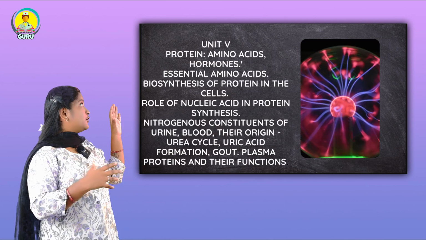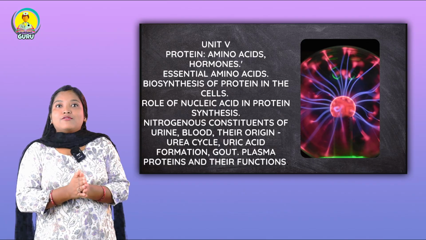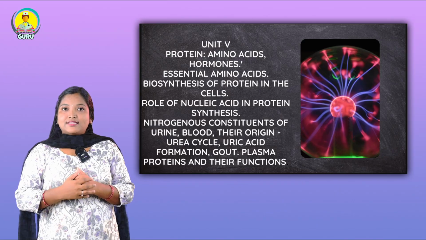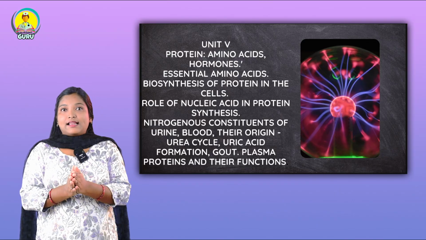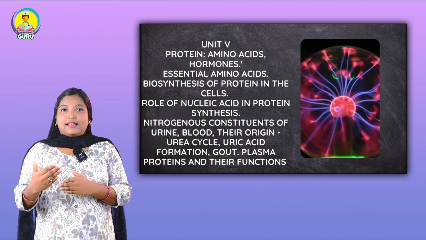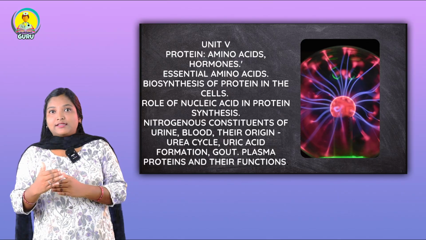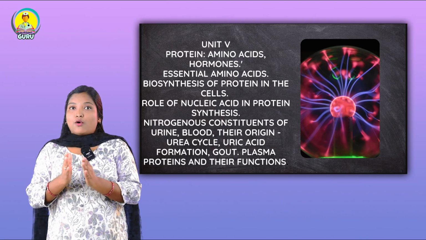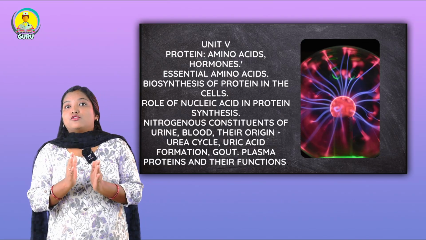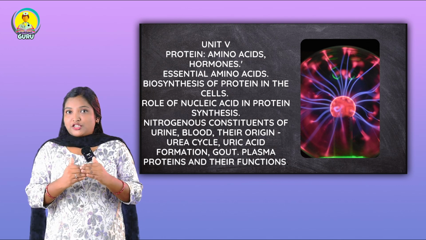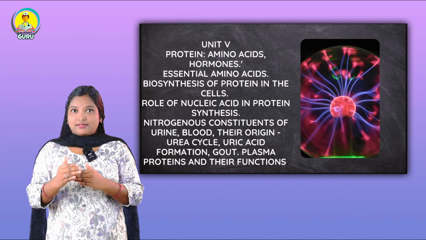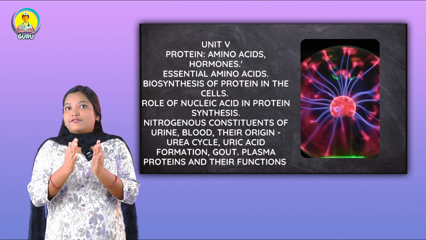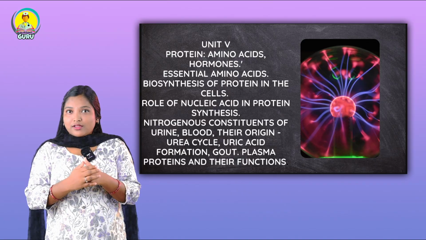Next we can move towards the fifth unit, that is what? Protein. In protein we are going to write about amino acids, hormones, essential amino acids, then biosynthesis of protein in the cell, how it will be synthesized in the cell, and the role of nucleic acid in protein synthesis, nitrogenous constituents of urine and blood and their origin, urea cycle, this is very important, urea cycle, and uric acid formation, the plasma proteins and their functions. These are all the things we are going to study in this particular protein unit, okay? That is what? Fifth unit. In the fifth unit we are going to study about proteins.